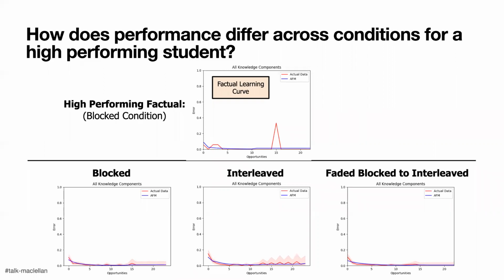Thank you. So finally, it's hard to tell from this figure as well, but we did find that the faded condition also has slightly lower error rate than either the blocked or the interleaved condition across our simulations. So again, this idea that our model is making a prediction that this faded blocked to interleaved instruction is going to produce a lower error rate within the tutor that we might test with our future human experimentation.